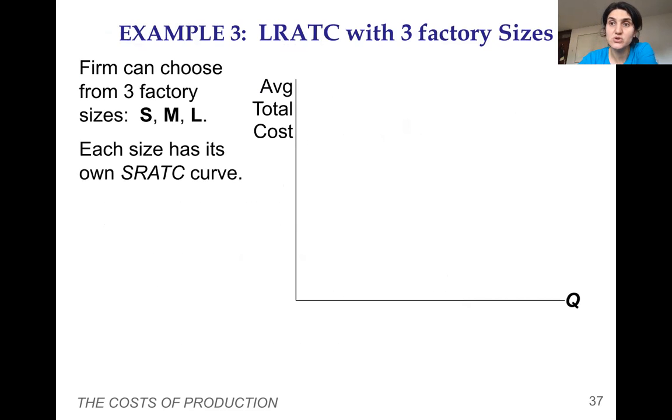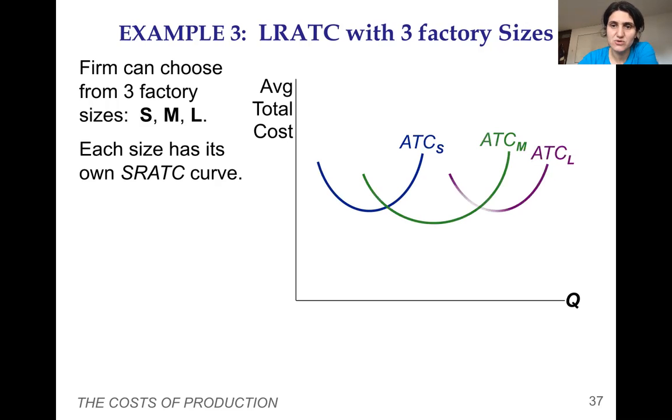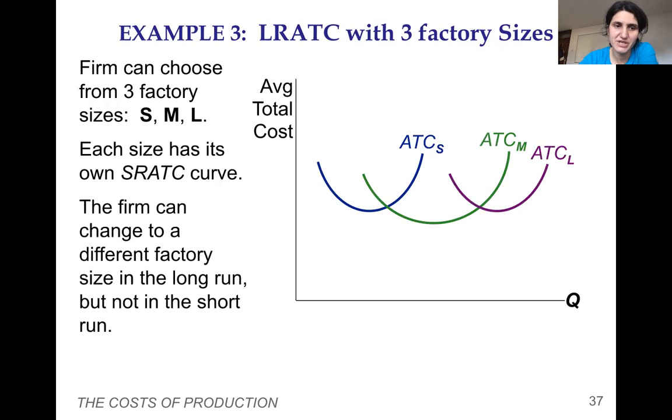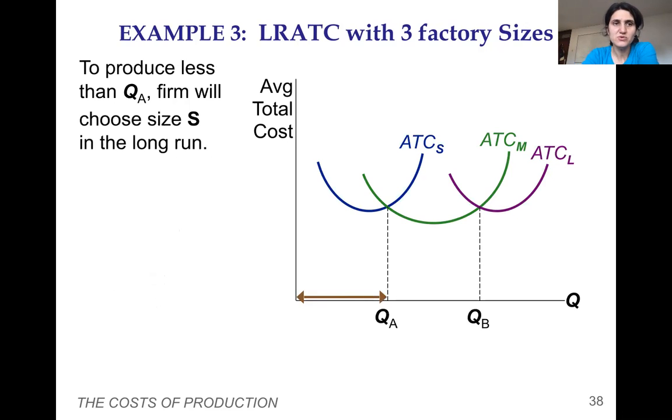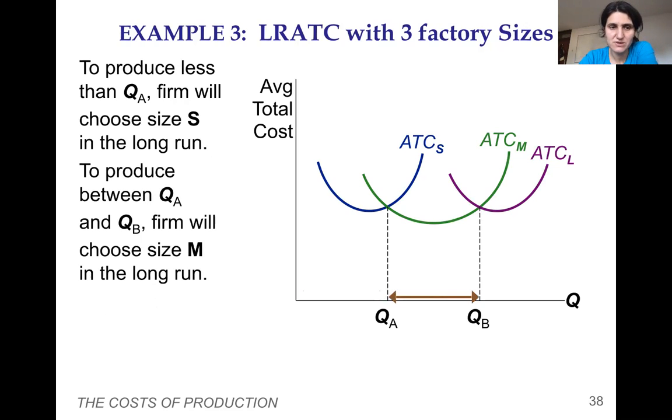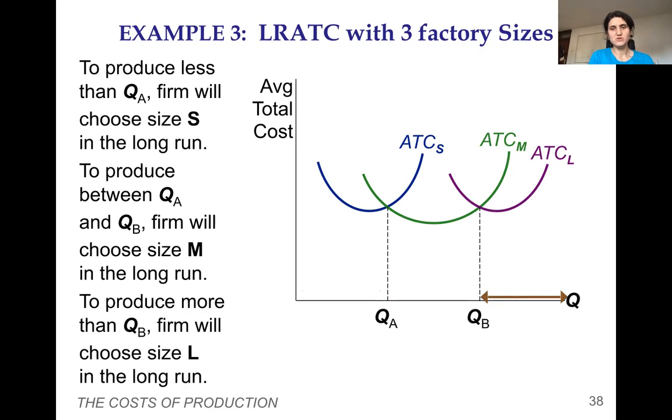Okay, so the long run average total cost curve is obtained from the short run average total cost curves. So this is ATC small, ATC medium, and ATC large. The firm can change to a different factory size in the long run, but not in the short run. Let's say to produce less than QA, the firm will choose size small in the long run. To produce in the interval between QA and QB, the firm will choose size M in the long run. And to produce more than QB, the firm will choose size L in the long run.